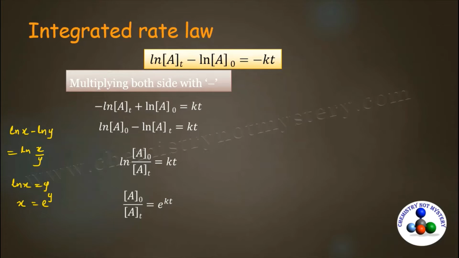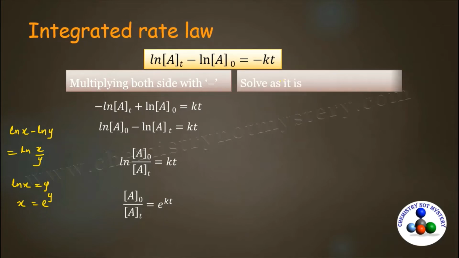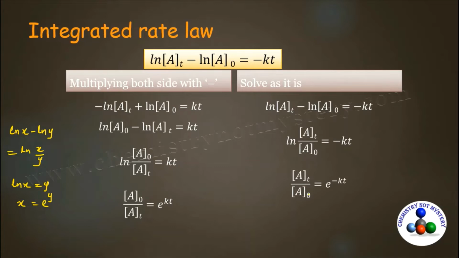Now if you solve this integrated rate law as it is, you will get ln At over A0 is equal to minus kt. Rewrite this equation as At over A0 is equal to e raised to minus kt. So here we have seen two other forms of this integrated rate law.